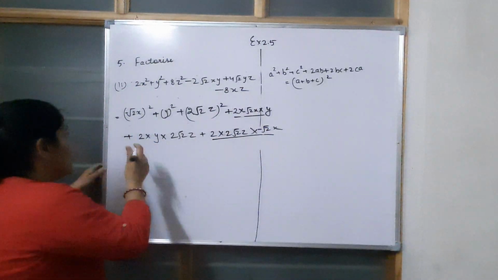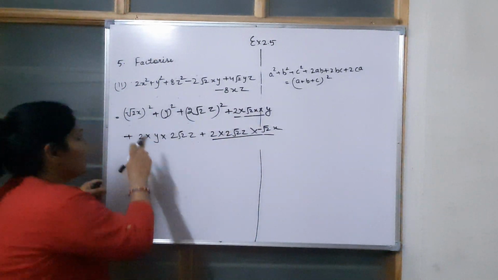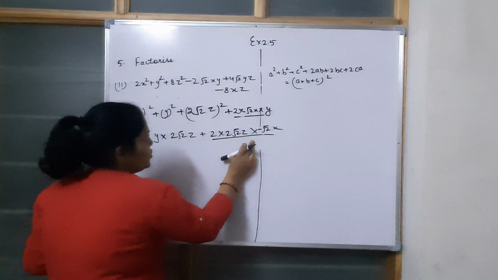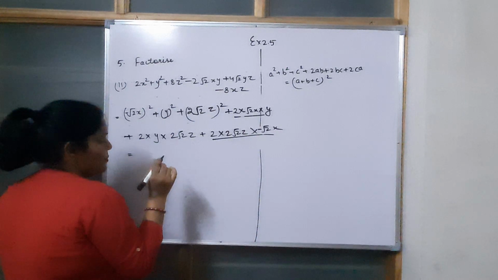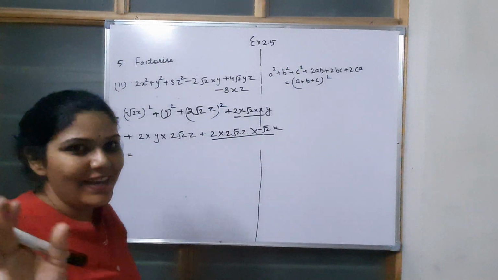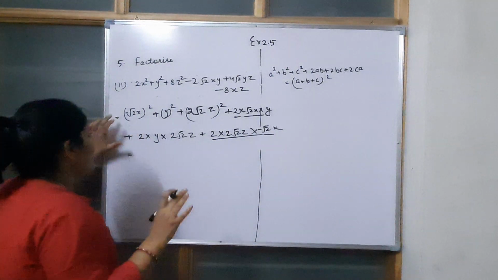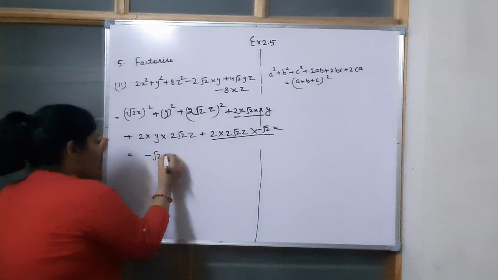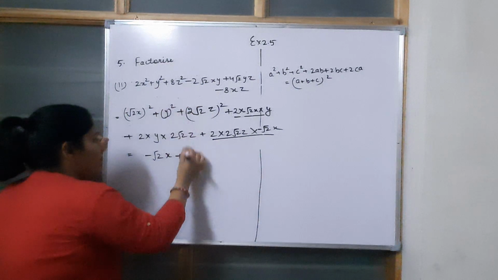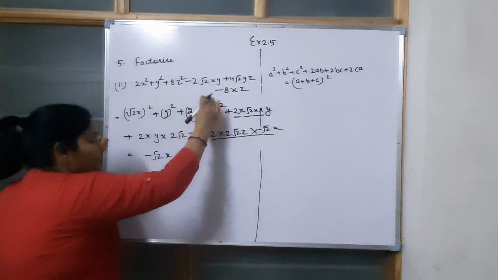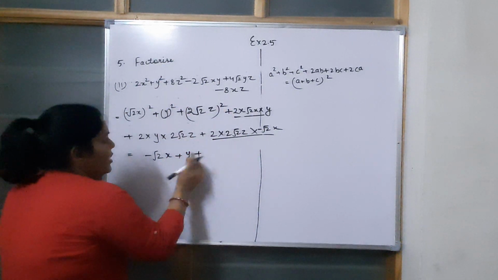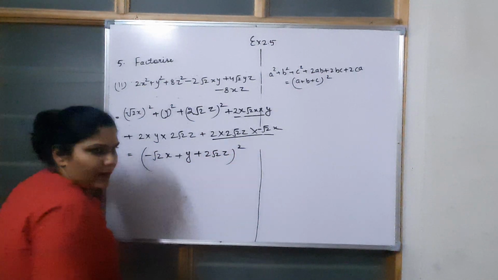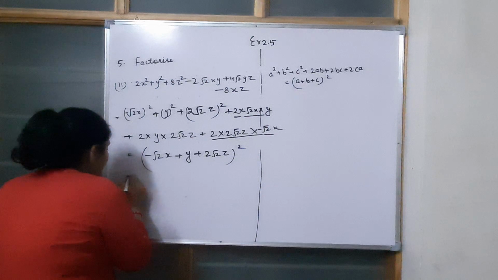You got this? So it means, yes, we can apply which identity? A square plus b square plus c square plus 2ab plus 2bc plus 2ca, which is equal to what? A plus b plus c whole square. Let a be equal to minus root 2x. So how would we write that? A will be minus root 2x, b will be the y term inside the square, c will be 2 root 2 z whole square. Okay. You can write this answer.